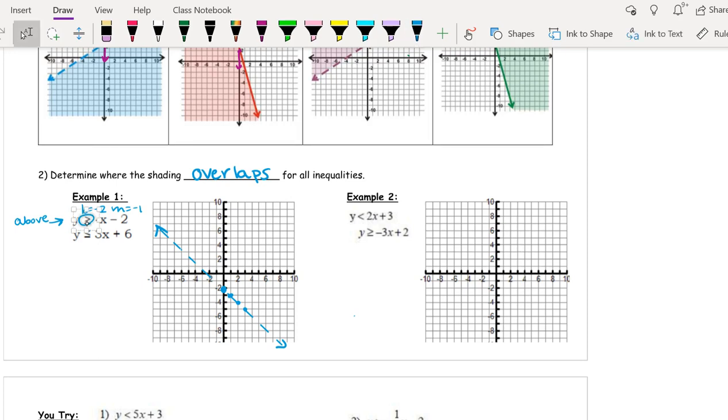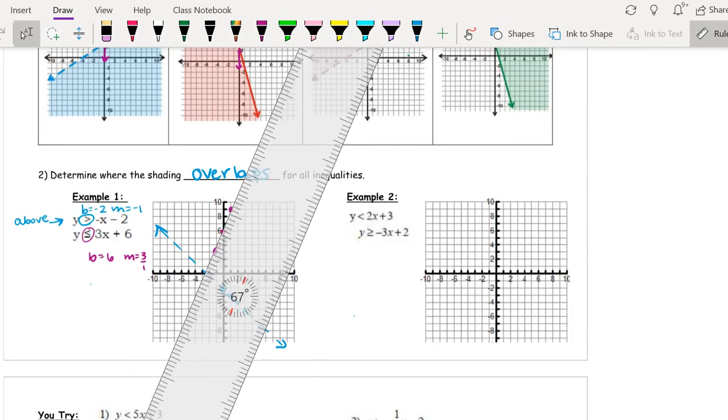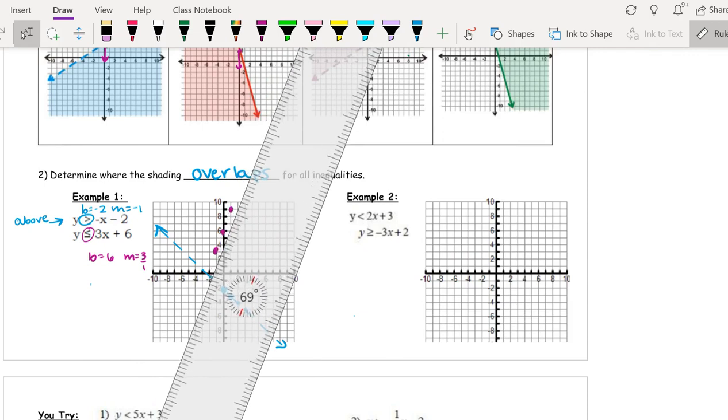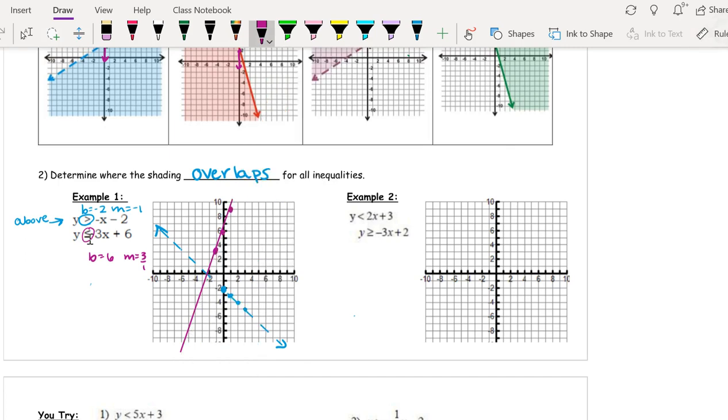The y is less than or equal to 3x plus 6. So if I take a look at the other one, I have a b value of 6 and an m of 3 over 1. So I'm going to start at positive 6, and I'm going to go up 3, right 1, and down 3, left 1, and this has an equal to underneath, so I am going to use a solid line. Okay, so I graph all the way across. And now this is a less, so that means that I'm going to go below the line.